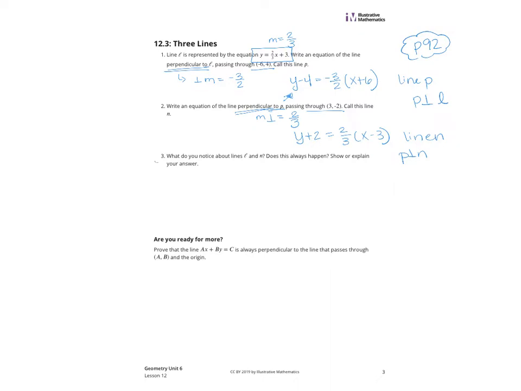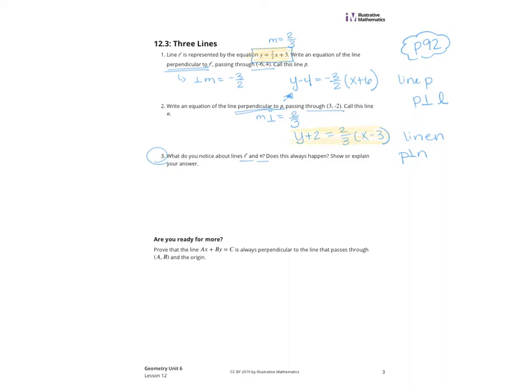So it says, what did you notice about lines L and N? Okay, let me go figure out which two of those are. So line L is the very first one I had. This one I'm highlighting in yellow. And line N is the last one I wrote, this line right here.